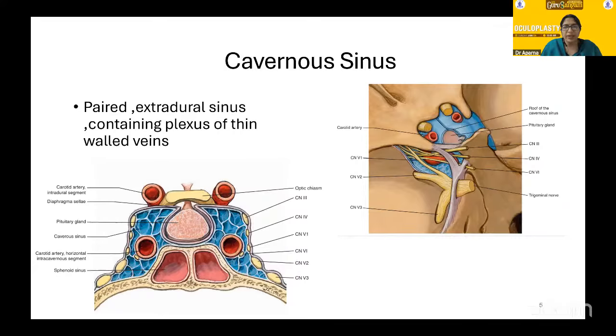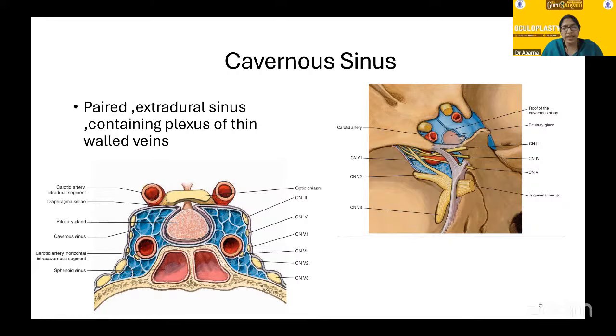It connects the intracranial cavity with the orbit, and this is a very popular diagram of the coronal section of the cavernous sinus, which every resident, I feel, should know and be able to reproduce in the exam. Having a look at it, the cavernous sinus is medially bound by the body of the sphenoid and the diaphragma sellae, and laterally you have the dural wall. Anteriorly it goes into the superior orbital fissure, and posteriorly it is bound by the petrous part of the temporal bone.